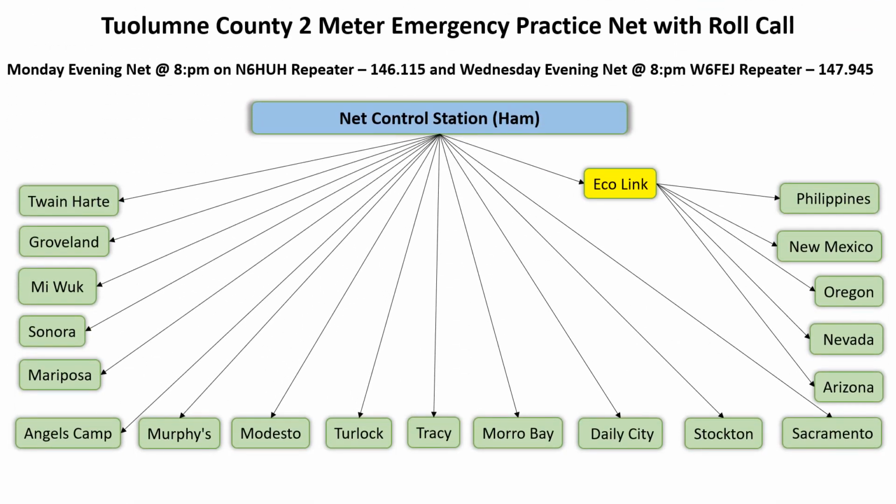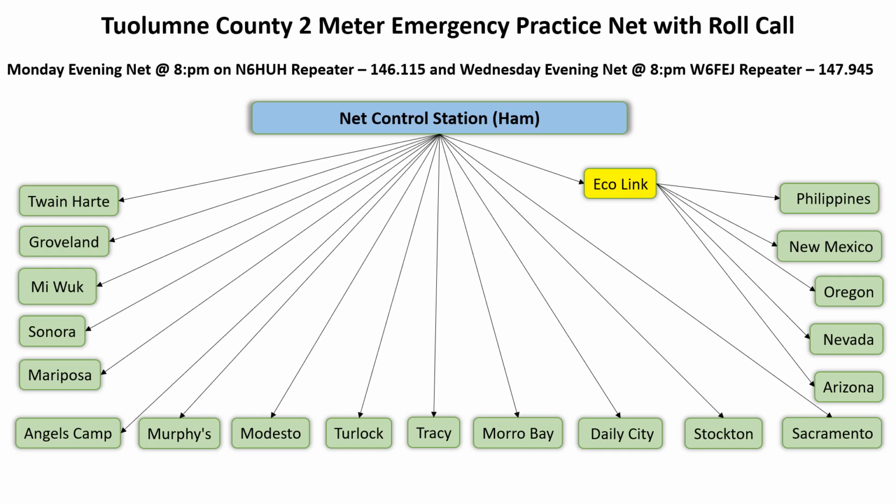Tuolumne County 2-meter emergency practice net with roll call. Monday evening net at 8 p.m. on N6HUH repeater, 146.115, and Wednesday evening net at 8 p.m. W6FEJ repeater, 147.945. As you can see, the repeater system can reach many locations throughout Central California. With EchoLink, this reach is extended across the United States, and overseas as well.